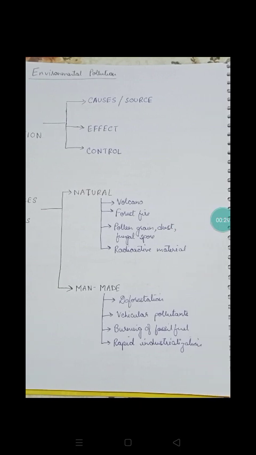So in case of air pollution, there are certain sources which are natural as well as some which are man-made. Natural sources, for example, are volcanoes, forest fires, pollen grains, dust and fungal spores, and also some radioactive material.